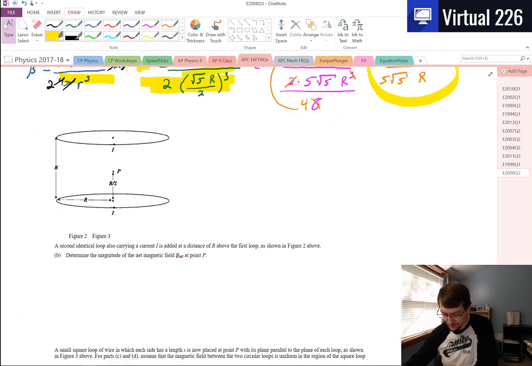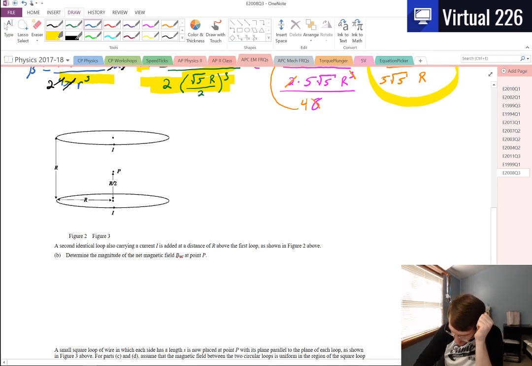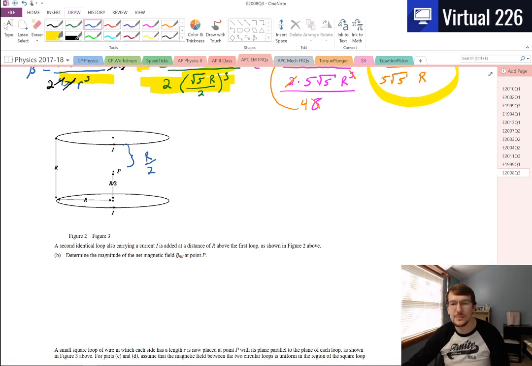And it continues. Now we've put a second loop, also carrying current I, added at a distance r above the first loop, so that this distance here in between them is still r over 2. Determine the magnitude of the net magnetic field B at point P. So we got to do the same thing again? Well, not exactly. What we should recognize here is that the magnetic field generated at point P is just the addition of the two loops' B field together.